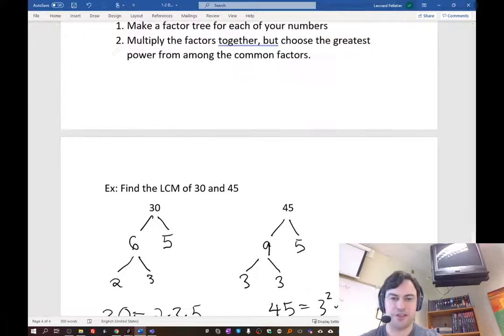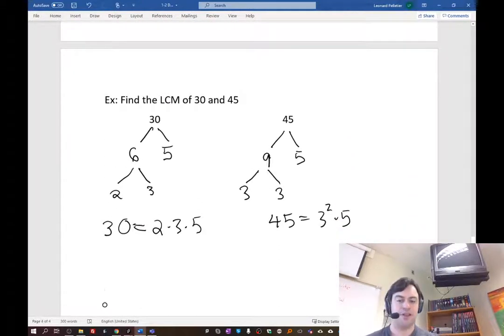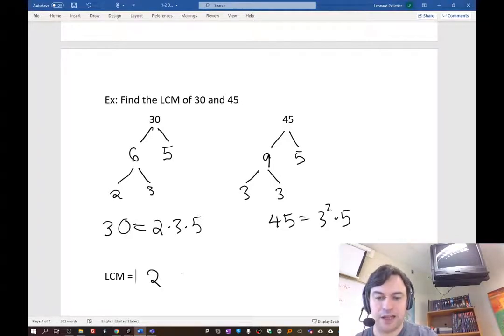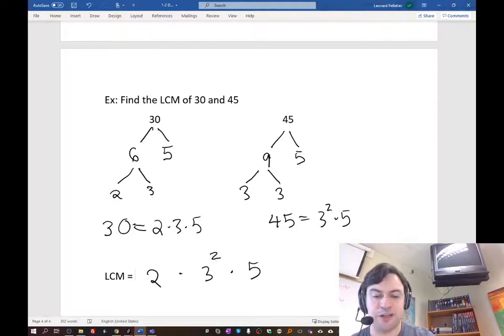So step 2, which I think is a little bit confusing, we're going to just multiply all those factors together, but we're going to choose the greatest power from among the common factors. So what are our factors? We have 2, so I'm going to say LCM is going to be 2 times 3 times 5. So what are the common factors here? 2 is not common, so we're just going to multiply whatever that is. It's going to be 2. 3 is common, so which is the greater number? 3 to the power of 1 or 3 to the power of 2? 3 to the power of 2, right? So it's 3 squared.